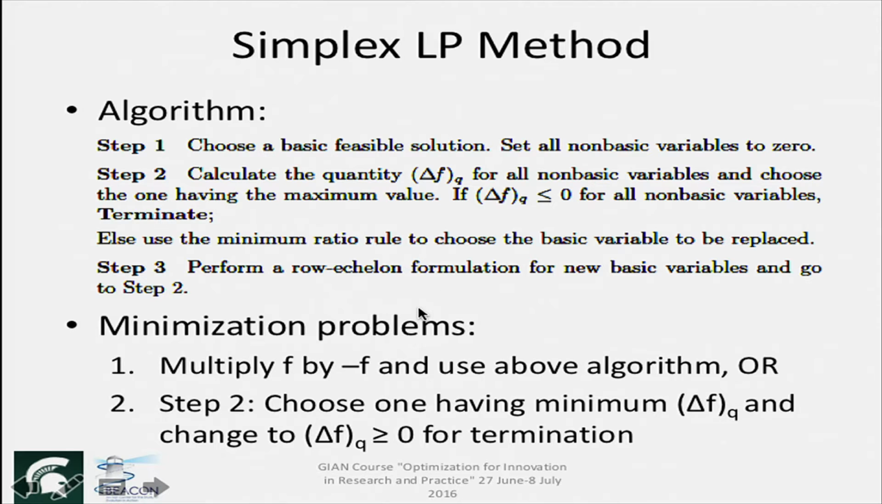Okay. So if you're solving a minimization problem, there are a couple of ways you can fix it. First thing you could do is multiply f by minus 1 and then use the above algorithm, or you could choose the one having minimum del FQ, because now you want to go in the negative direction, right? So you see which one has the most negative value of del FQ, because that's going to reduce the function value the maximum. And then your termination criterion has to be changed: as soon as all of them are greater than or equal to 0, then you quit.